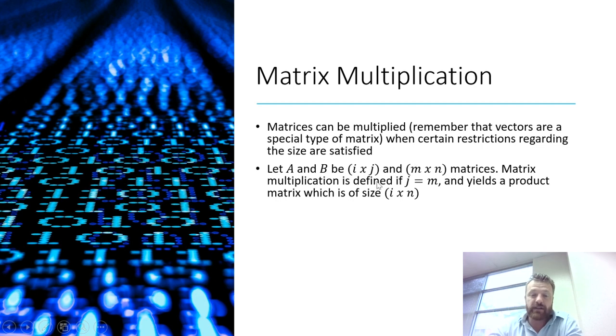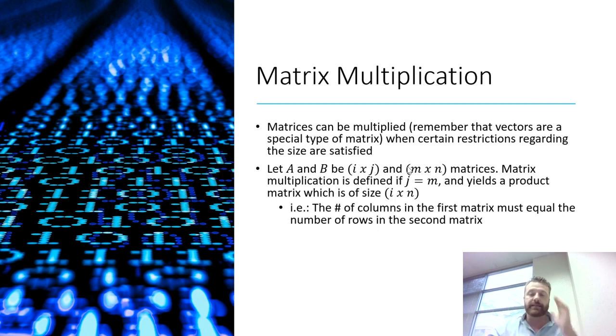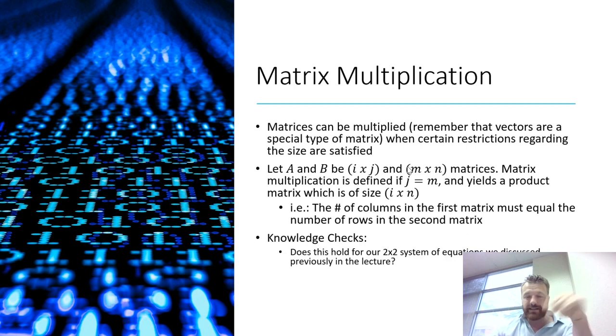And if that is satisfied, you're going to get a new matrix, and it's going to have i rows by n columns. So the way that I think about it is, if the inner dimensions match, the resulting product is going to be a matrix that takes on the outer dimensions. So if j and m are the same, you get an i by n matrix. In any other case, you don't necessarily get a product. It's not defined.